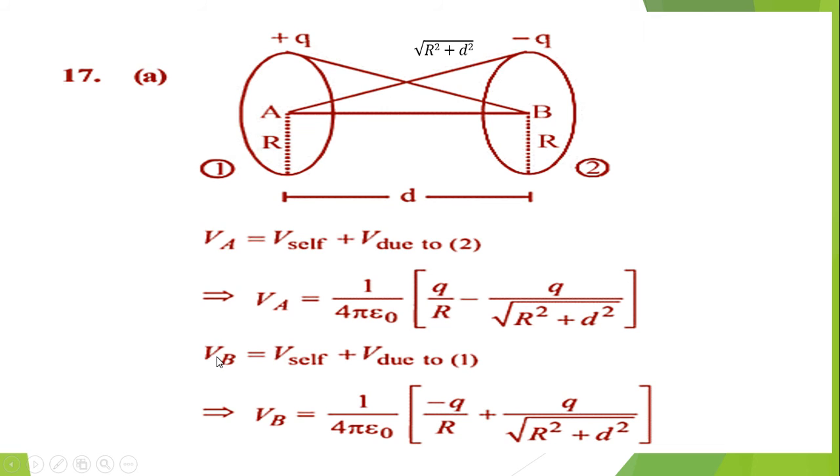Similarly, the potential at the center of ring B is equal to the potential of ring B itself plus the potential of ring A at the center of ring B. That is 1 by 4 pi epsilon naught times minus Q by R, the potential of ring B itself, plus the potential of ring A at the center of ring B, which is 1 by 4 pi epsilon naught Q by under root R square plus D square. Putting these values in the above equation, V_B is 1 by 4 pi epsilon naught, taking out common, minus Q by capital R plus Q by under root R square plus D square.